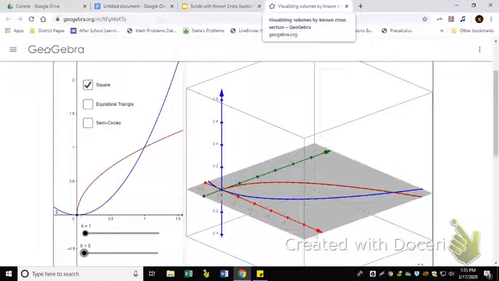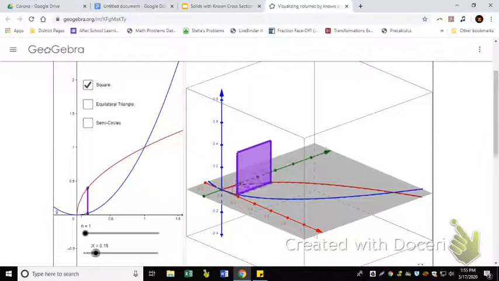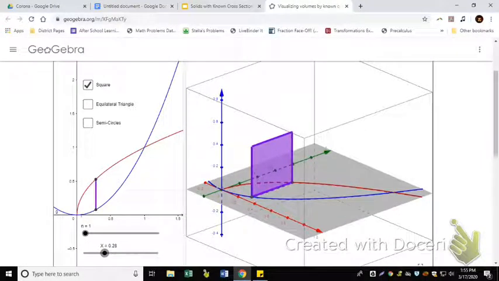So let's go ahead and look at a slice. Right now, it's set up so that X is really where it's taking the slice. And if I move X, you can start to see, and I can toggle this out. So you can see there's this slice, because we're slicing it perpendicular to the X-axis. The X-axis is the red axis in this case.